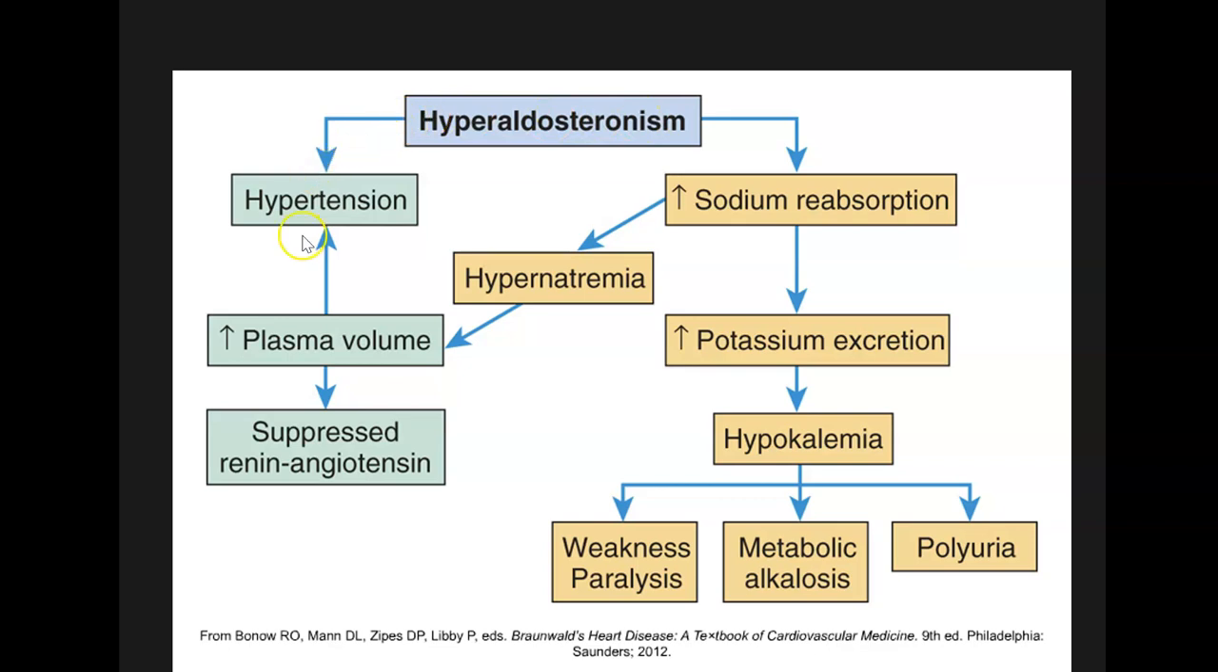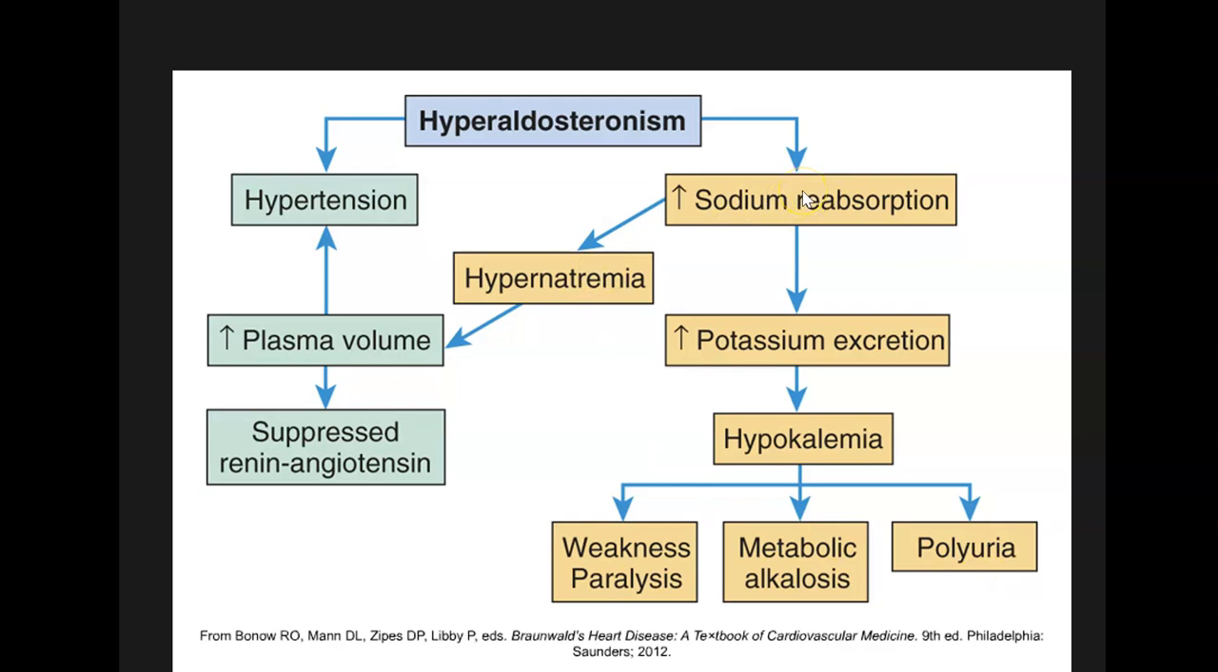So you will end up with hypertension because of increased plasma volume. Why is that? It's because if you have too much aldosterone, you'll be retaining too much sodium. And you're going to dump excess potassium because that's what aldosterone does. It reabsorbs sodium and dumps potassium into the urine. So you will have problems with hypokalemia because you're losing too much potassium from your blood into your urine. And your hypokalemia can lead to metabolic alkalosis. You'll also, because of that, may see some polyuria and weakness and paralysis.